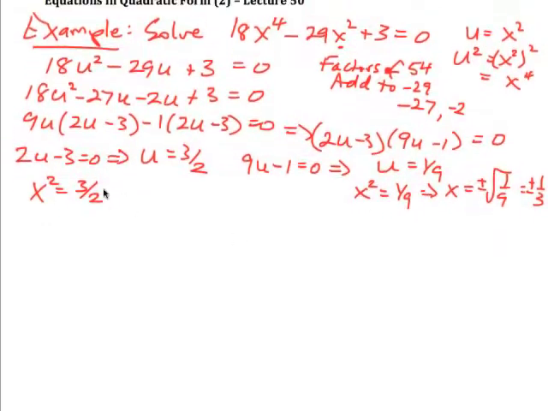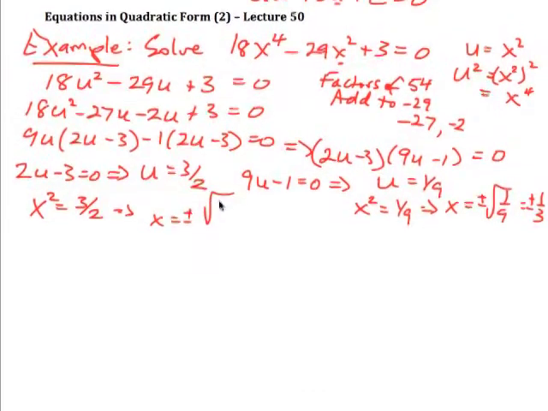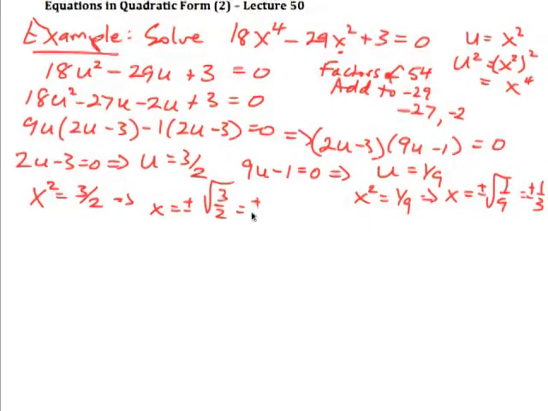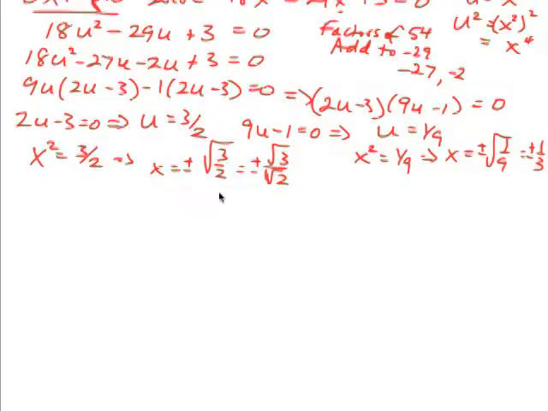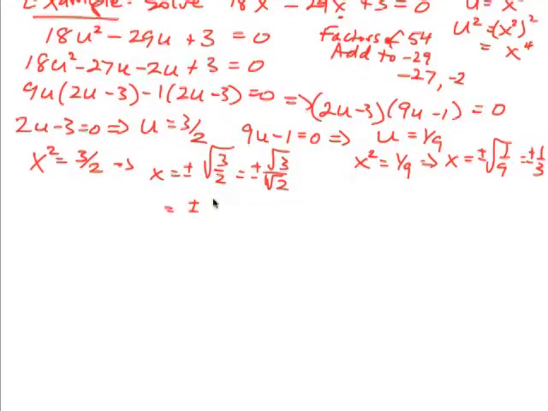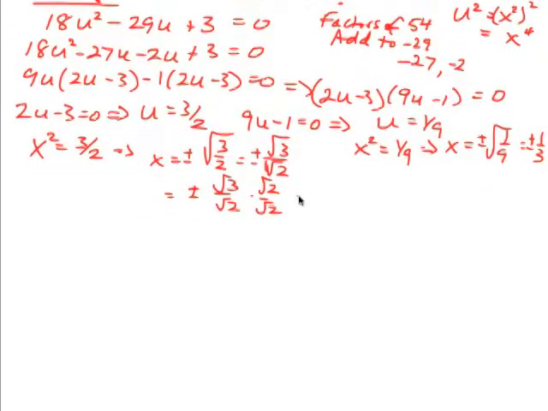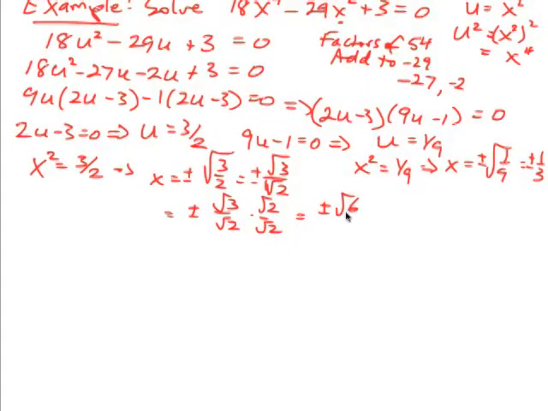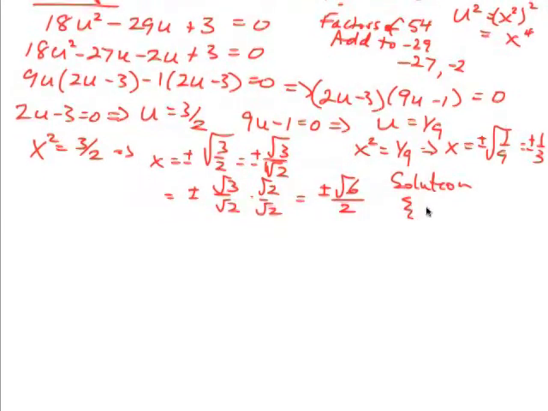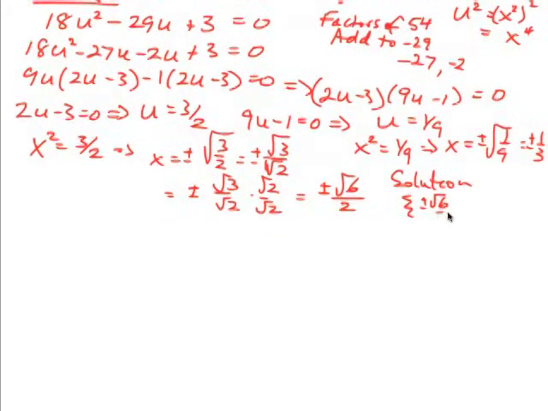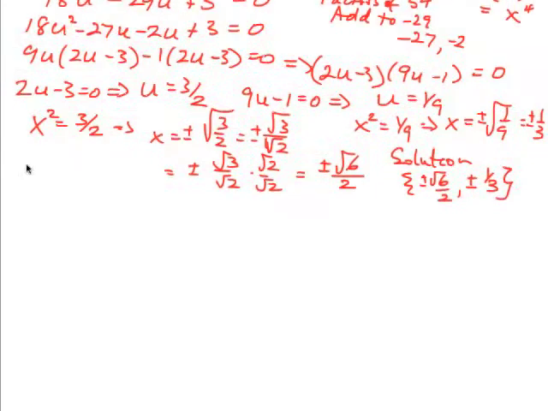That's the easy one. So here, x will be plus or minus the square root of 3 halves, which is plus or minus the square root of 3 over the square root of 2. And of course we would now multiply the top and bottom by the square root of 2 to get rid of the radical in the bottom, so I'd end up with plus or minus the square root of 6 over 2. So our solution will be plus or minus root 6 on 2 and plus or minus 1/3. Alright, so that's how we do that one.